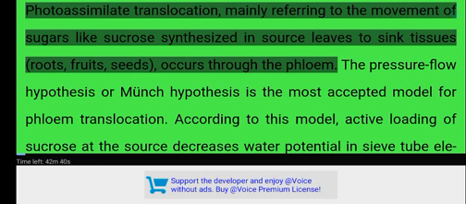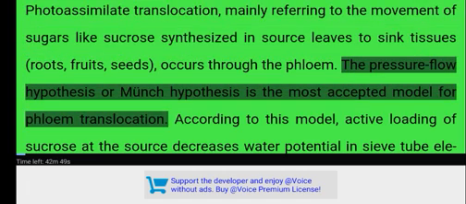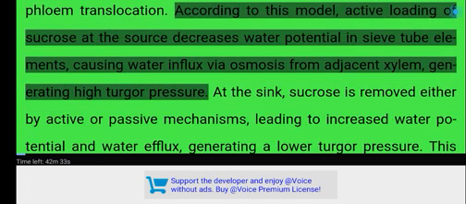Photosynthetic translocation, mainly referring to the movement of sugars like sucrose synthesized in source leaves to sink tissues, roots, fruits, seeds, occurs through the phloem. The pressure flow hypothesis or Münch hypothesis is the most accepted model for phloem translocation. According to this model, active loading of sucrose at the source decreases water potential in sieve elements, causing water influx via osmosis from adjacent xylem, generating high turgor pressure.